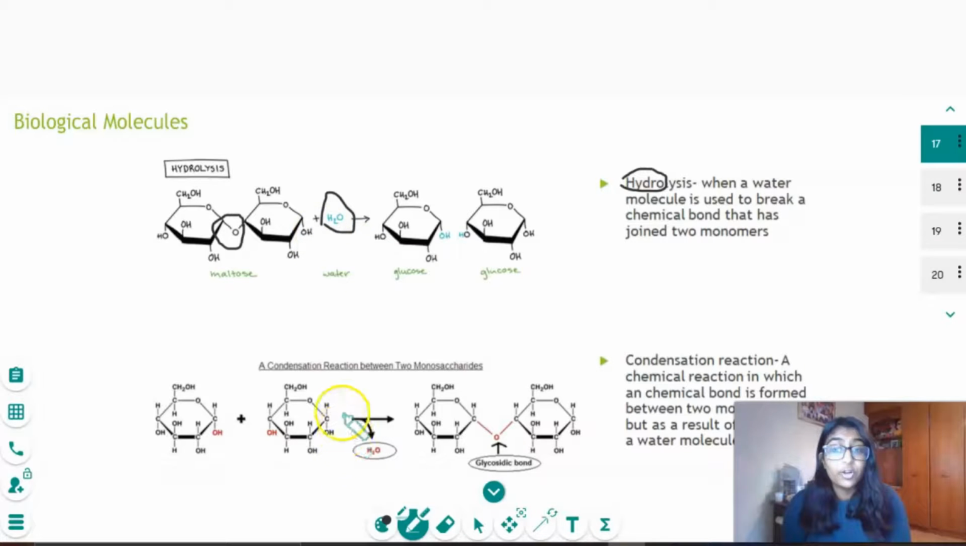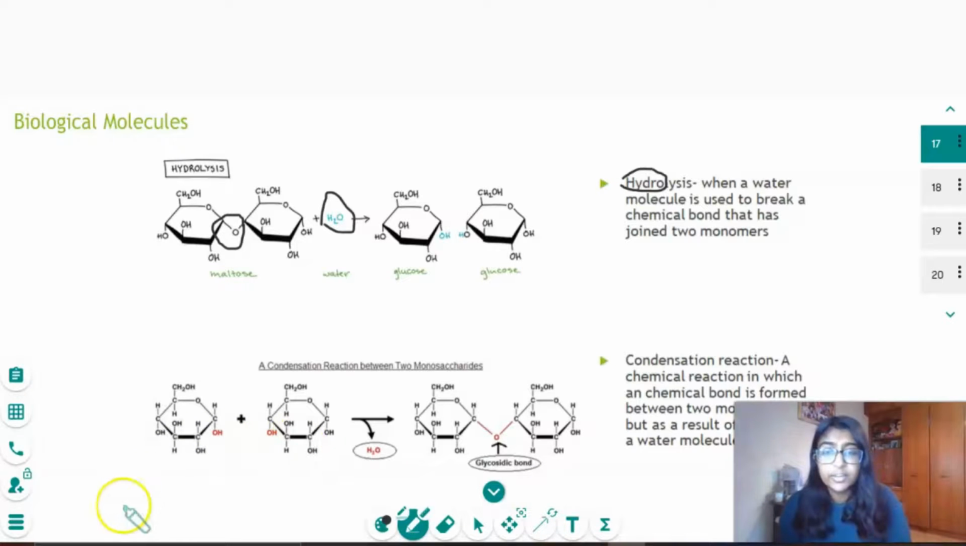Now let's look at a condensation reaction. Condensation reactions occur between two monosaccharides in order to form a glycosidic bond. As a result of this, a water molecule is lost. So the difference between a condensation reaction and hydrolysis is that in a condensation reaction, water is lost, whereas in hydrolysis, water is gained.